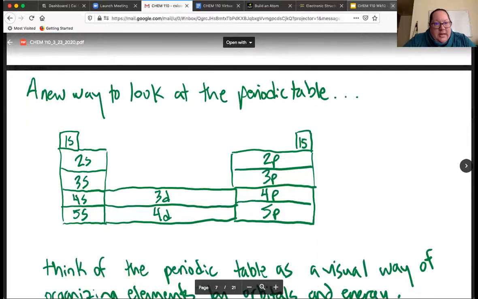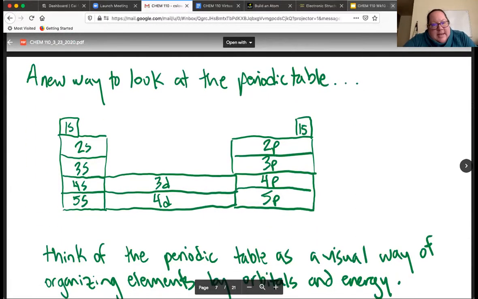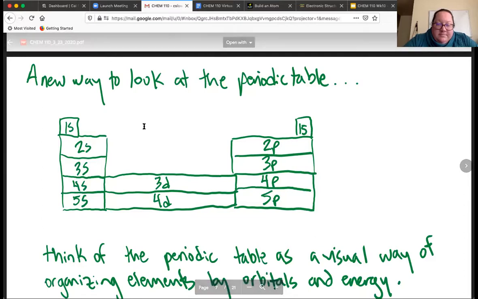Here's what we're going to do today. We're going to look at the periodic table in a new way, and we're going to start to think of it in terms of electrons and their orbitals. So if I think about this, I have this left-hand block. These are the alkali and alkaline metals. This is labeled as 1s, 2s, 3s, 4s, 5s, and so forth. So these are what we think of as the rows in our period.